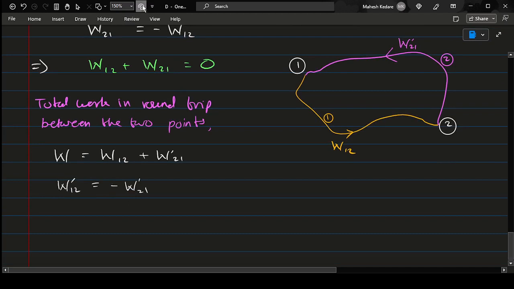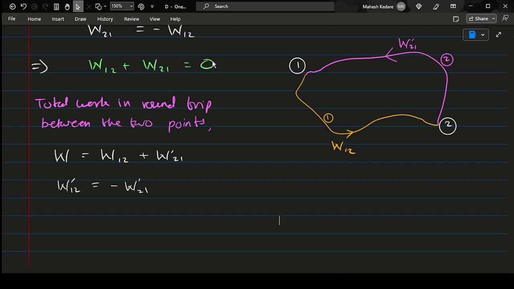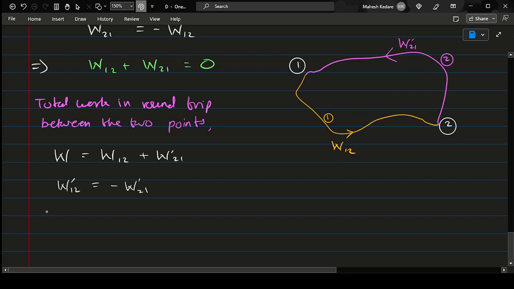So, we have total work done. We are talking about conservative forces. For conservative forces, the work done in going from point 1 to point 2 is the same irrespective of which path we follow. So, work done in going from point 1 to point 2, which we have denoted as W12, is equal to the negative of the work done along the same path in moving in the reverse direction. So, we can write W'21 equal to negative of W'12.